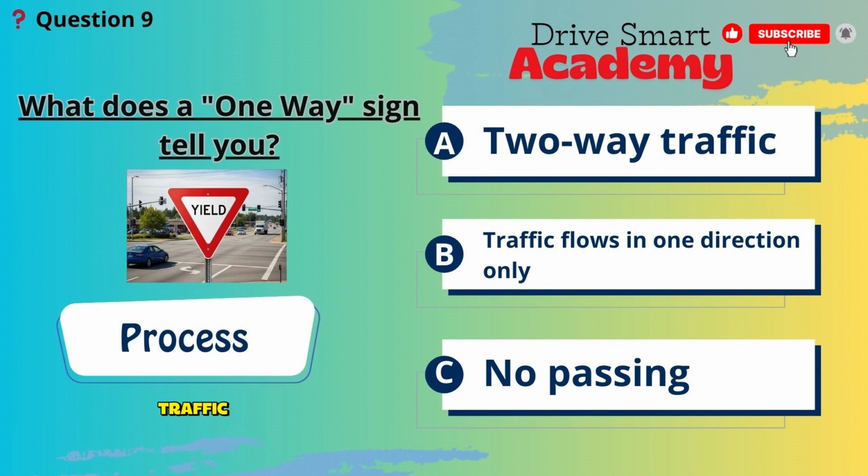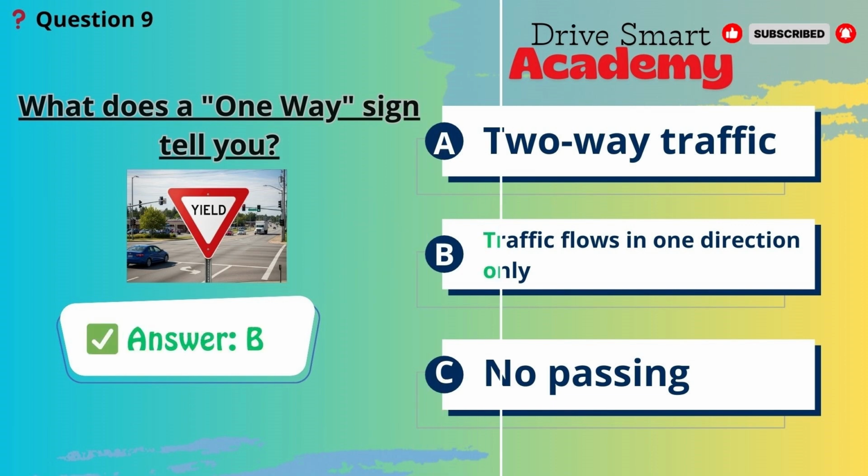Question 9. What does a one-way sign tell you? A. Two-way traffic. B. Traffic flows in one direction only. C. No passing. The correct answer is B. Traffic flows in one direction only.